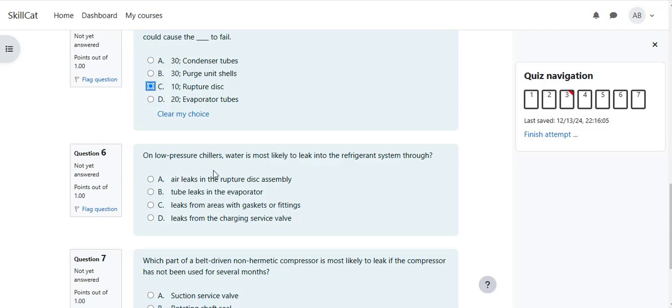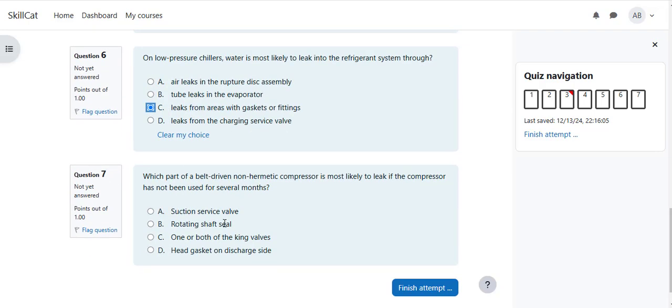On low pressure chillers, water is most likely to leak into the refrigerant system through air leak in rupture disk assembly, tube leak in evaporator, leak from areas with gasket fittings, leak from charging surface.